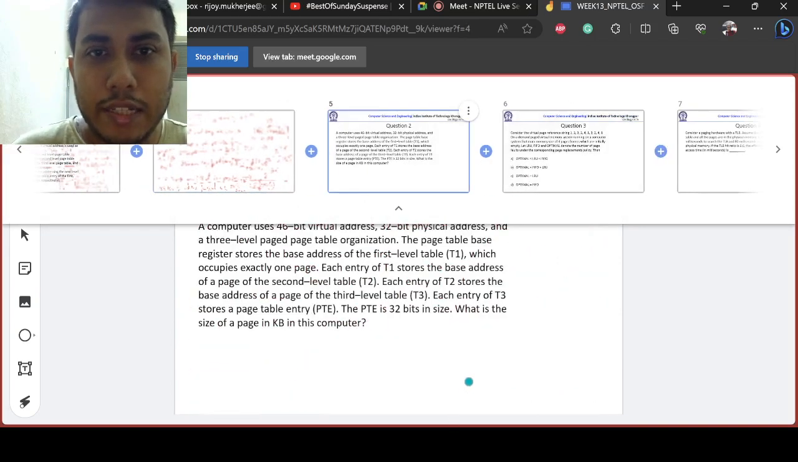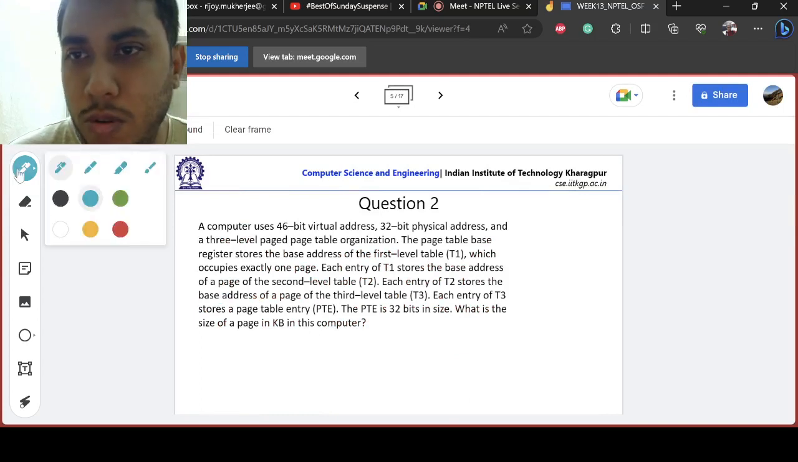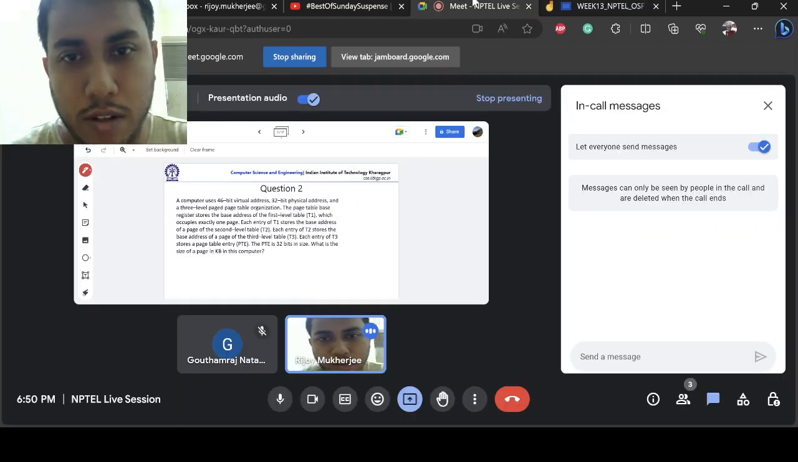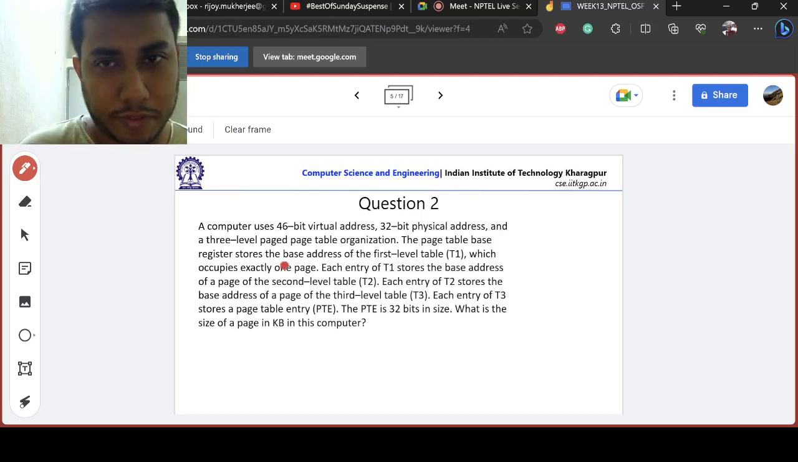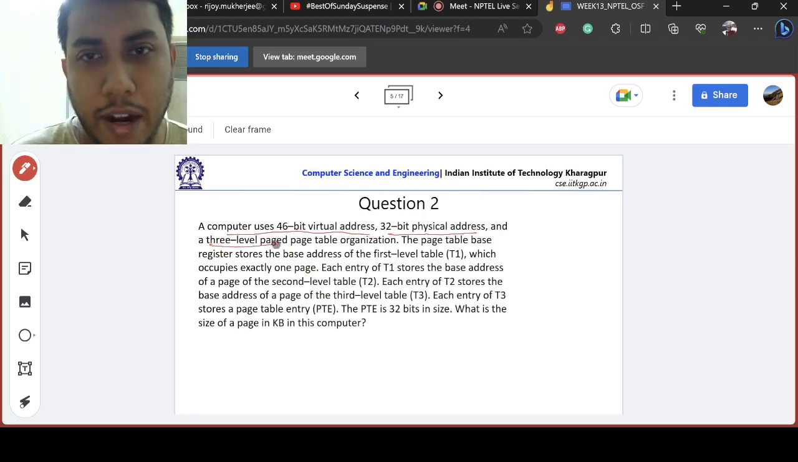Okay, so let's do a similar kind of problem to understand in more detail this concept of multi-level page table and what the page size in the entries is. Consider this: a computer uses a 36-bit virtual address, 32-bit physical address, and a 3-level page table organization. The page table base register stores the base address of the page table T1, which is exactly one page.